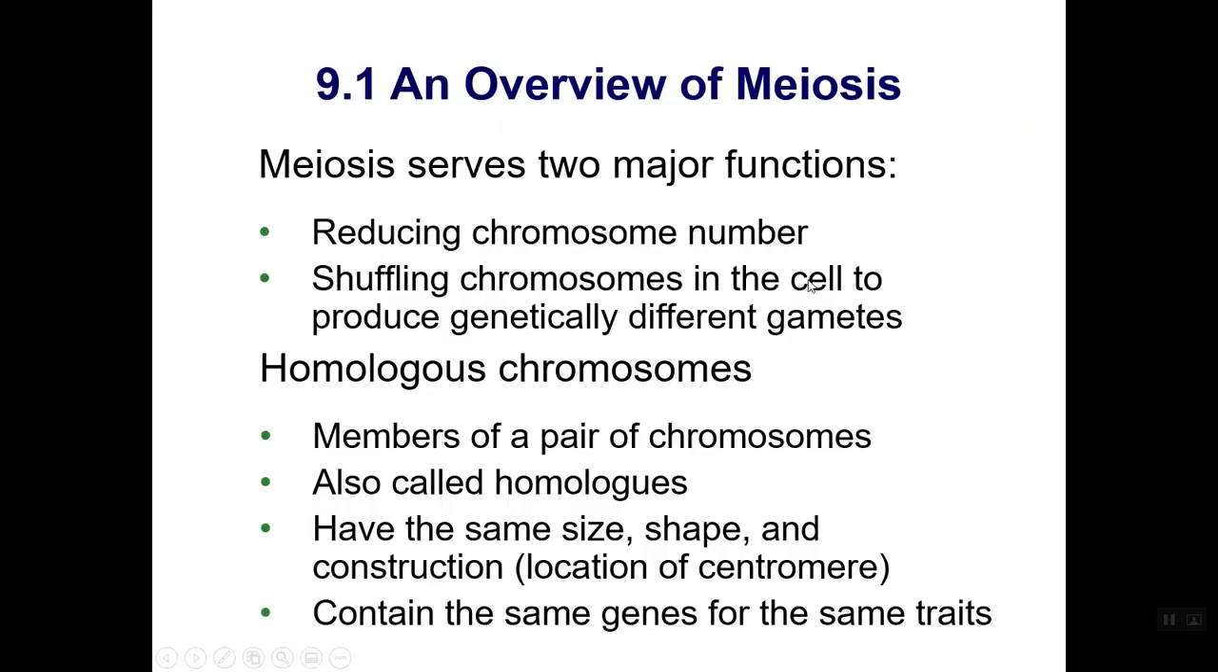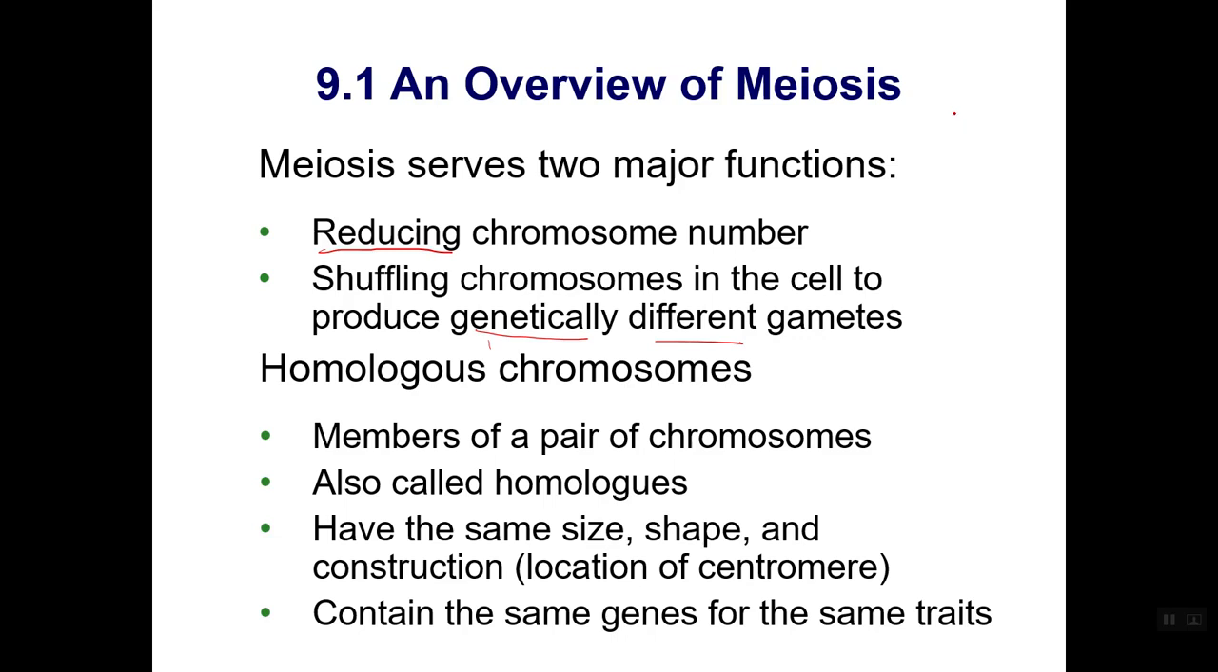Okay, so 9.1 in our text starts off with an overview of what meiosis is. The process of meiosis is a type of cell division that reduces chromosome number. That's very important. Meiosis is a reductive division, meaning it reduces the chromosome number within a cell. Also, meiosis functions to shuffle chromosomes in a cell to produce gametes that are genetically different.